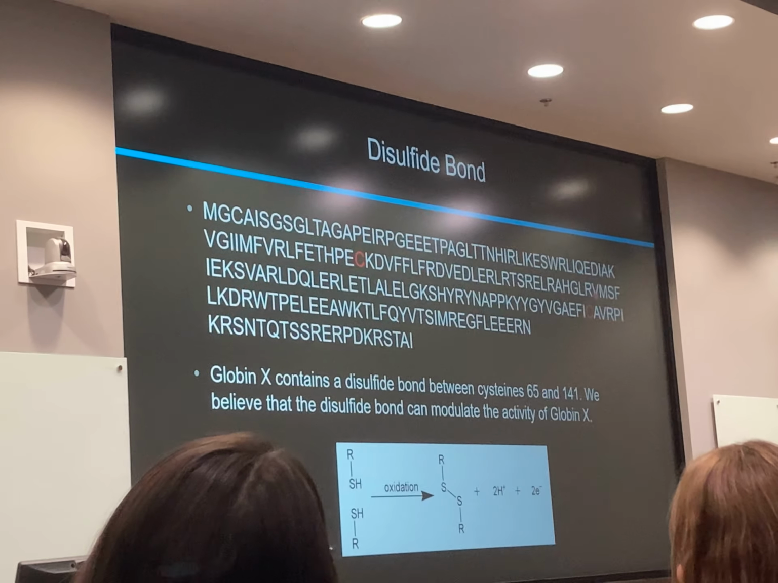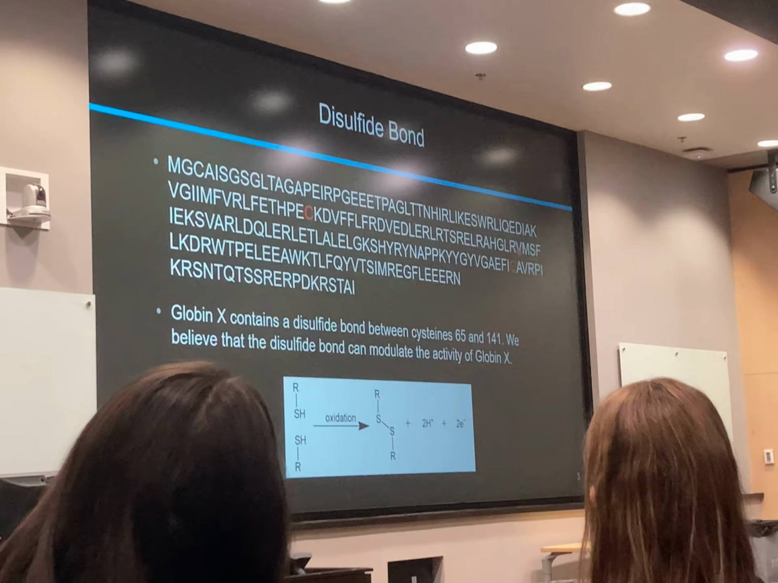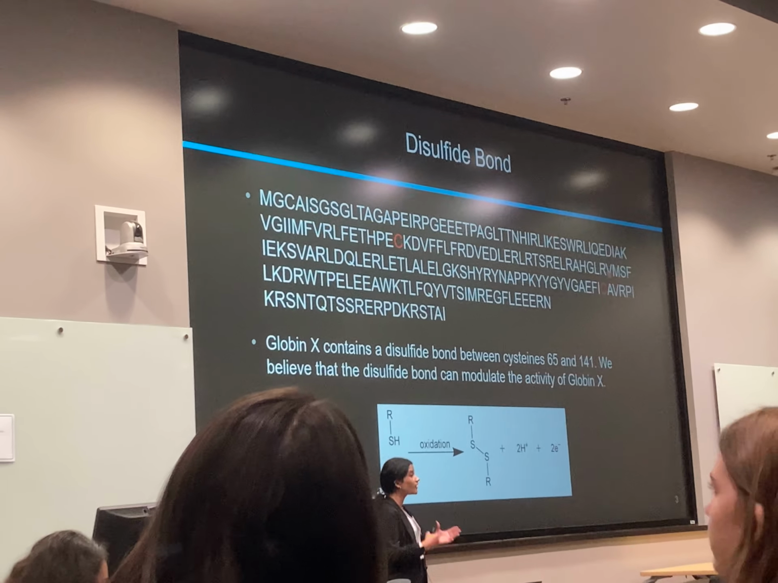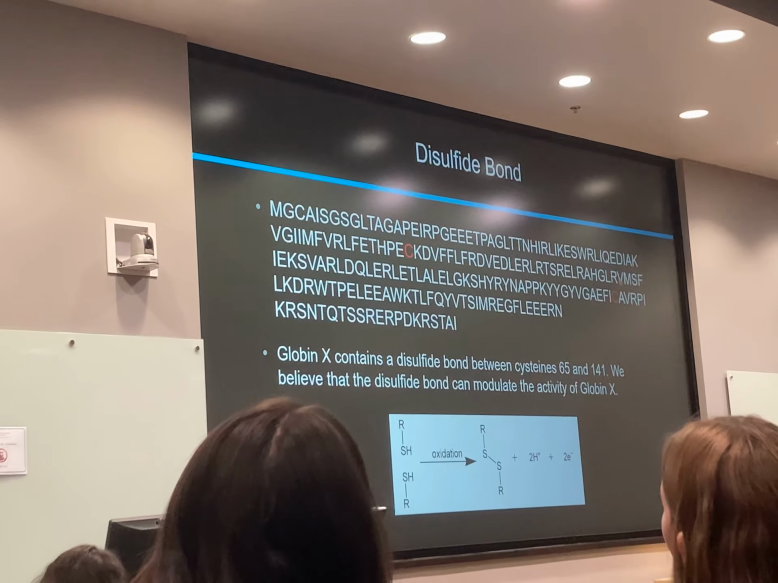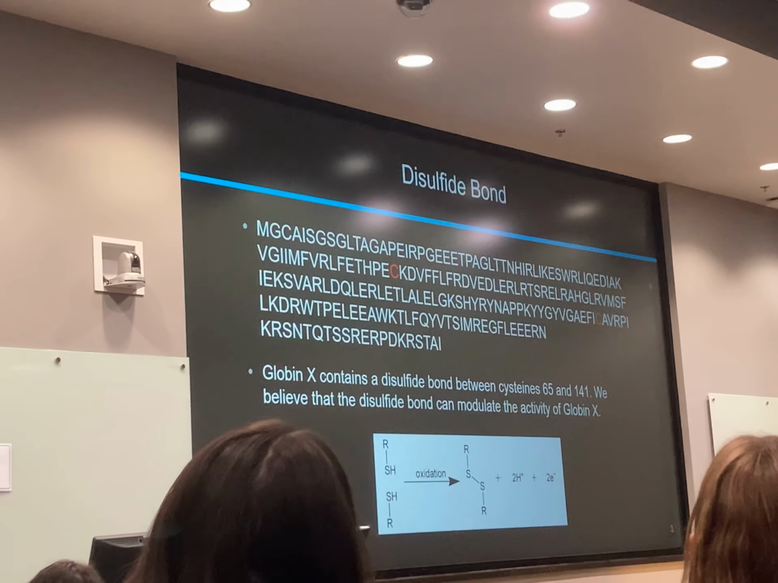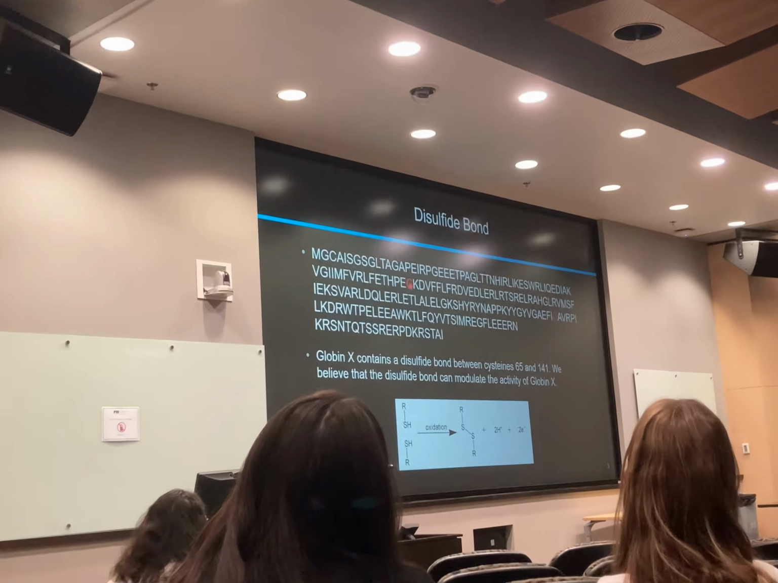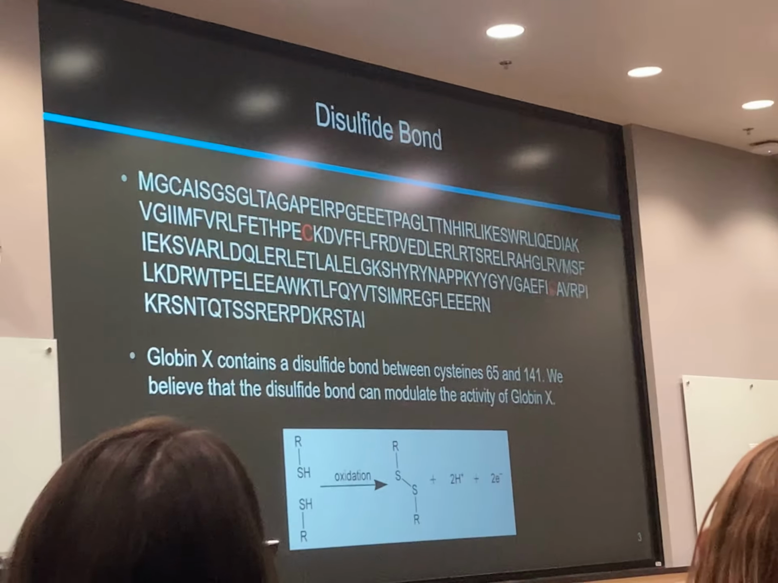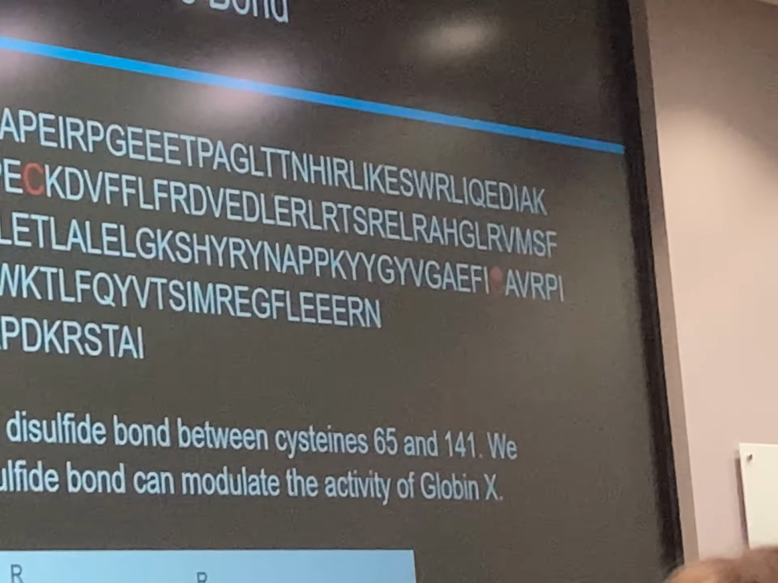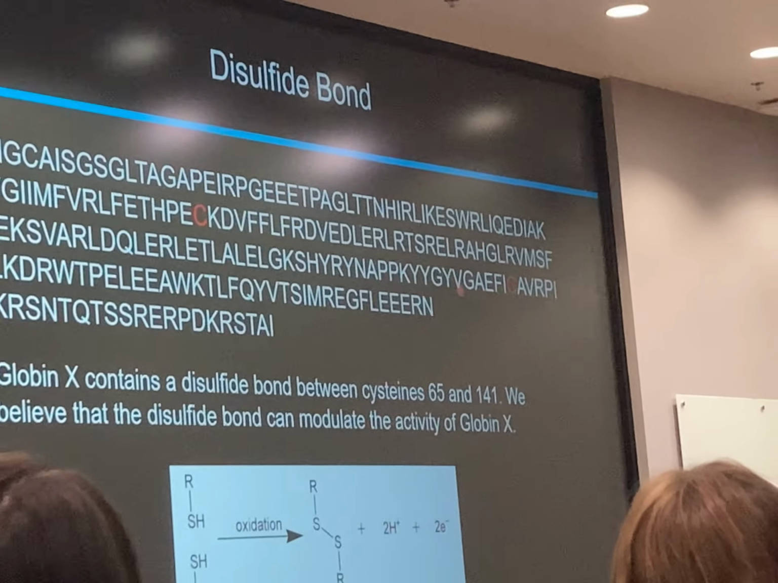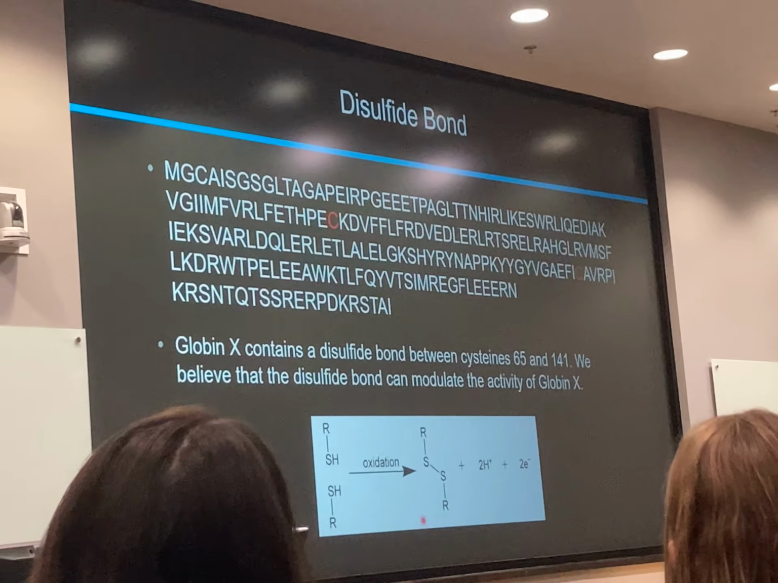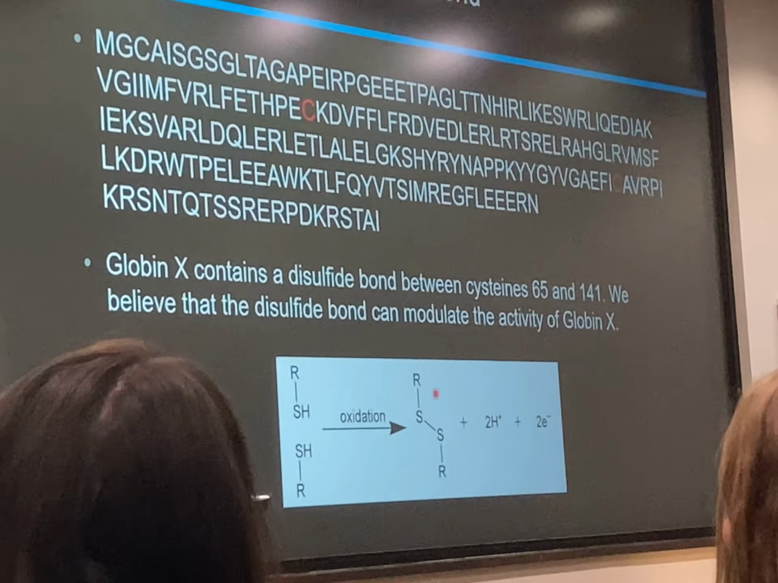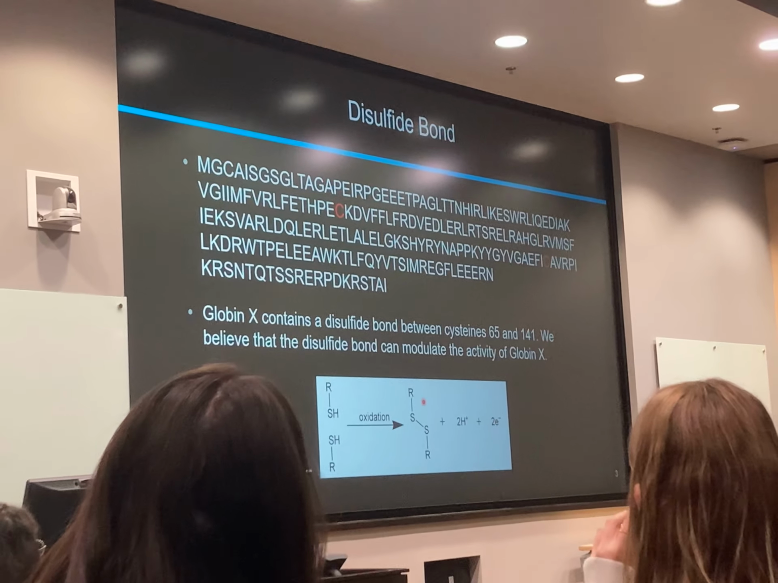Let's focus on only one amino acid right now. Highlighted in red is the amino acid cysteine. Cysteine has this unique property where it can bind to another cysteine. So, in this case, cysteine 65, the first highlighted red C, is cysteine 65 because it's the 65th amino acid out of the 200. And then this cysteine 141, which is the 141st amino acid out of the 200, when those two bind, they form this disulfide bond that you see right here. And we think that that disulfide bond could possibly modulate the activity of the globin X protein.